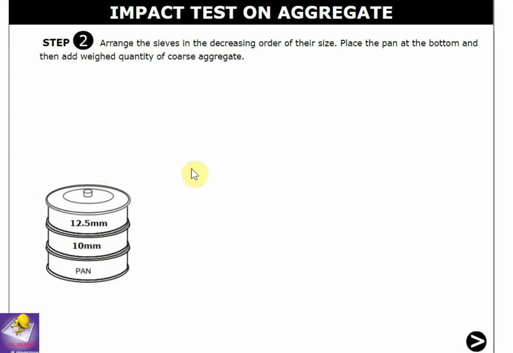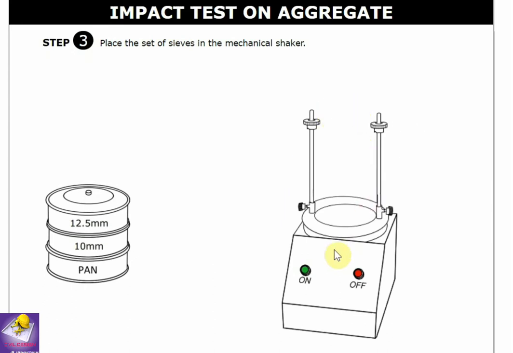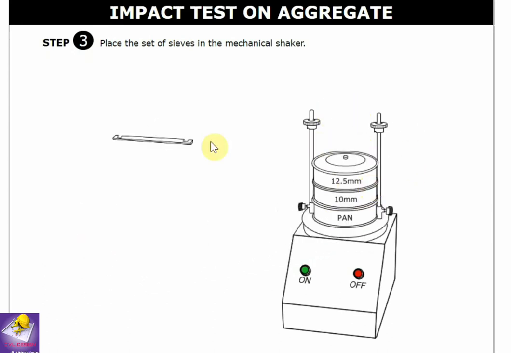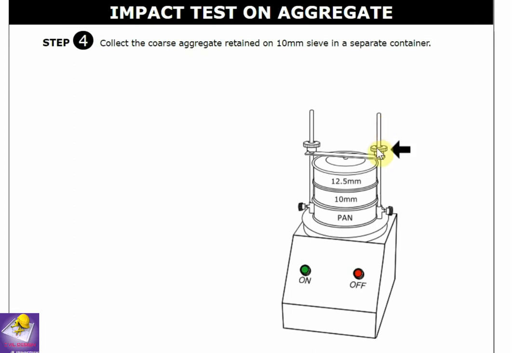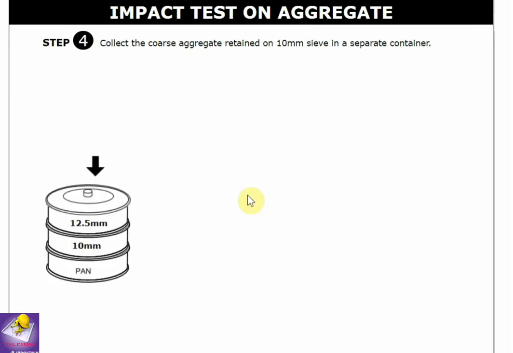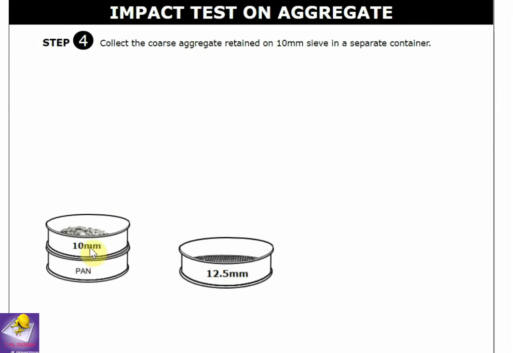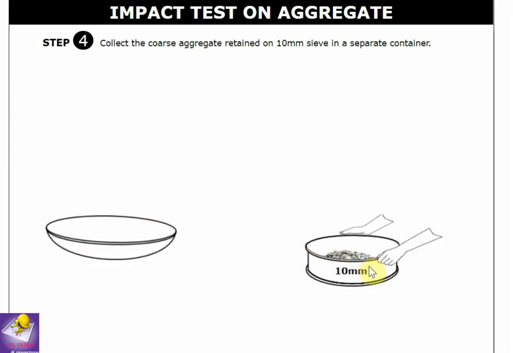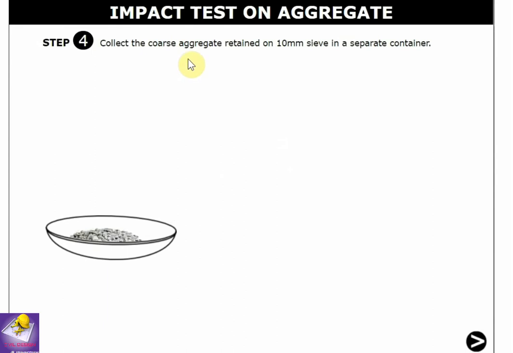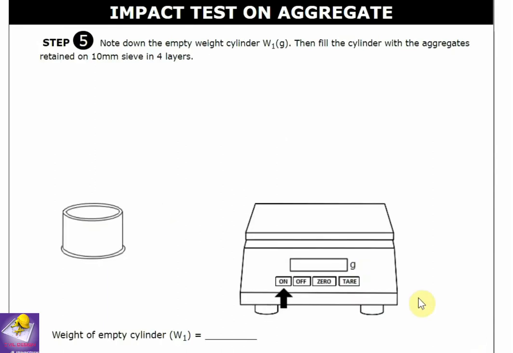The whole arrangement needs to be shaken. A mechanical sieve shaker is used for that. Place it and tighten the screw. Turn on the mechanical sieve shaker. The sieving is done. Now weigh the 10 mm retained aggregate.